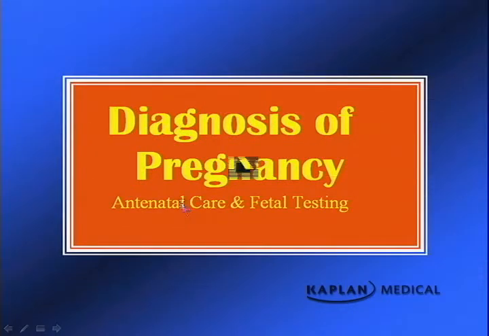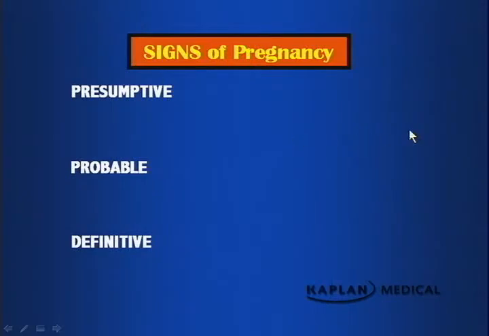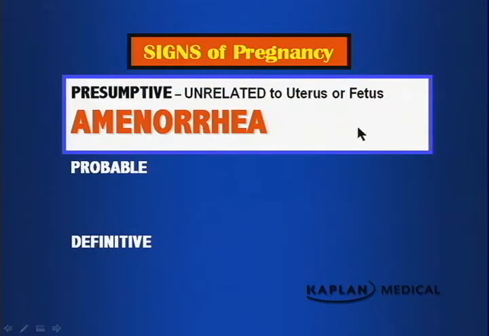Let's start with diagnosis of pregnancy. On the first prenatal visit, we've got to make sure that she is in fact pregnant. You need to know for the exam what are the signs of pregnancy. There are presumptive signs of pregnancy. These are unrelated to the uterus or the fetus, and they are not necessarily related to pregnancy, but you should always think, could the patient be pregnant?